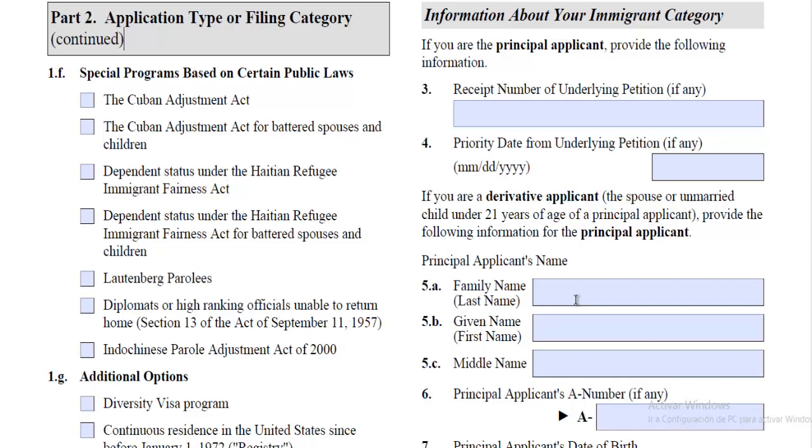In question 4, your priority date, if you're not in a category where visas are immediately available, such as immediate relative, will be found on the USCIS approval notice, indicating the exact date when the petition was first filed on your behalf.